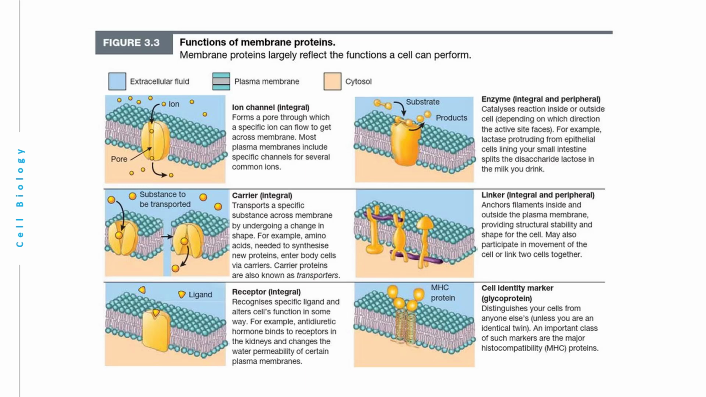They could act as enzymes. They could also act as linkers or anchors, allowing cells to adhere to each other or to the basement membrane. They could also act as cell identity markers. For example, this allows us to distinguish our cells from other cells or foreign cells.